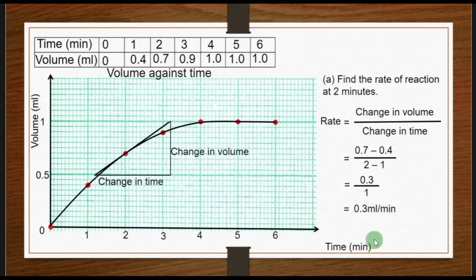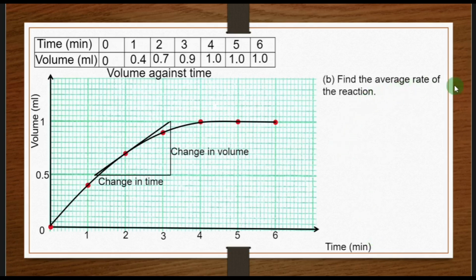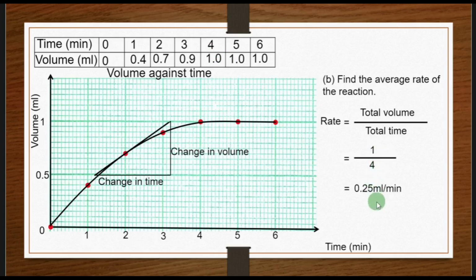Another question says find the average rate of the reaction. Average rate of reaction is equal to total volume divided by total time. Total volume produced here: you started from 0, 0.4, 0.7, 0.9, 1, and then it stayed at 1, which means the reaction ended. So the total volume is going to be 1, over total time, from 0 to where the volume stopped changing. So from 0 to 4. Time is 4. Then you divide 1 by 4, you get 0.25.